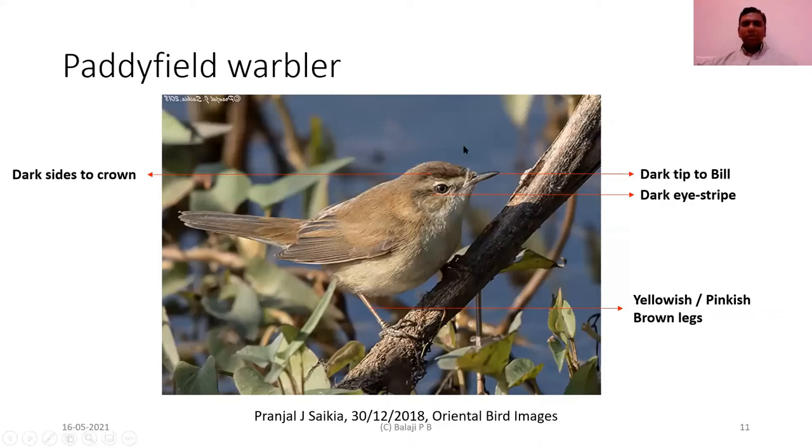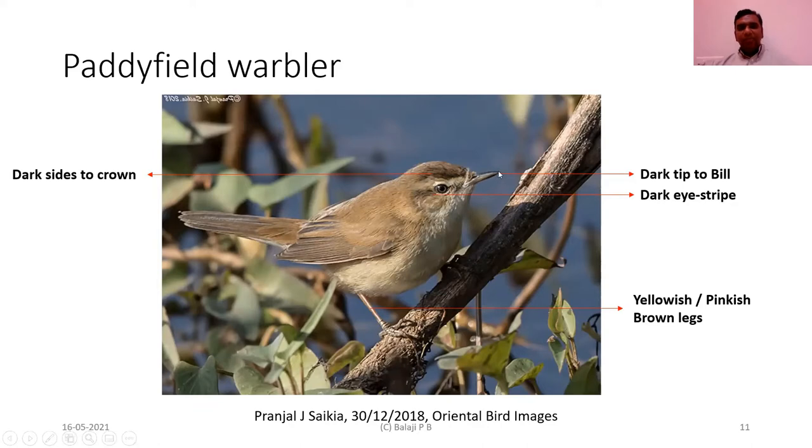So the main thing is, it has a very pronounced dark eye stripe. If you can see, there's a very dark eye stripe. And it also has dark sides to the crown. So above the supercilium, it's very dark, and below the supercilium also, it is very dark. So these are very important identification pointers for the paddy field warbler.